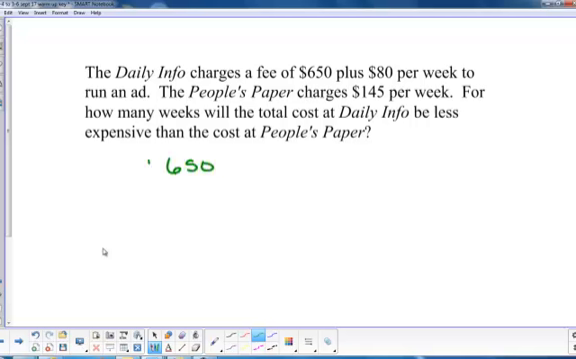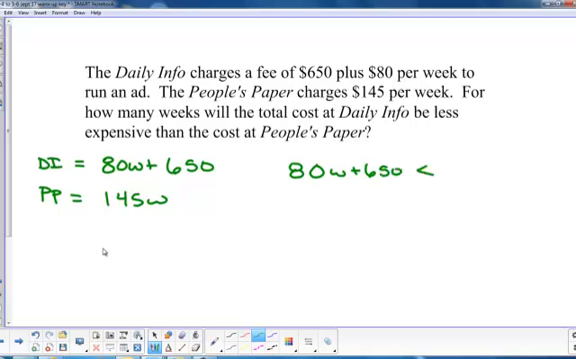The Daily Info charges a fee of $650 plus $80 a week to run the ad. And the People's Paper charges $145 a week. For how many weeks? Oh, $145 a week straight up, so there's no set amount, just $145 a week. I want to know when the Daily Info will be less expensive than the People's Paper. So I want to know when the Daily Info, that was $80W plus $650, will be less than the People's Paper.